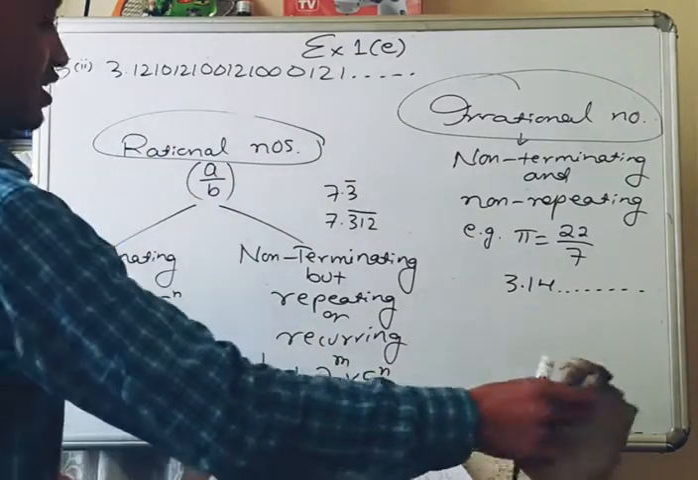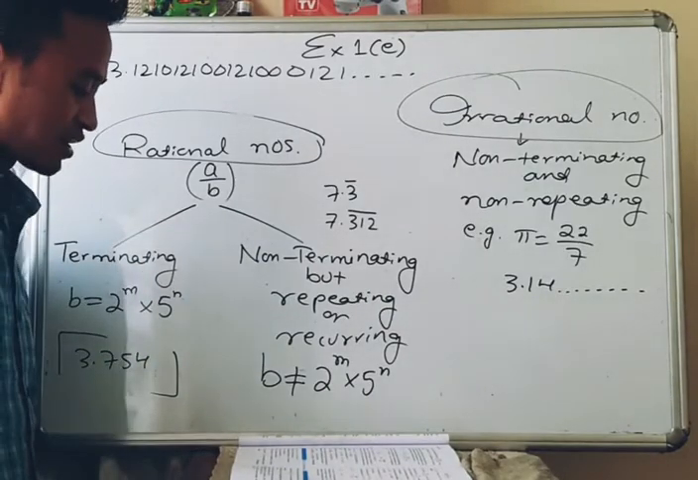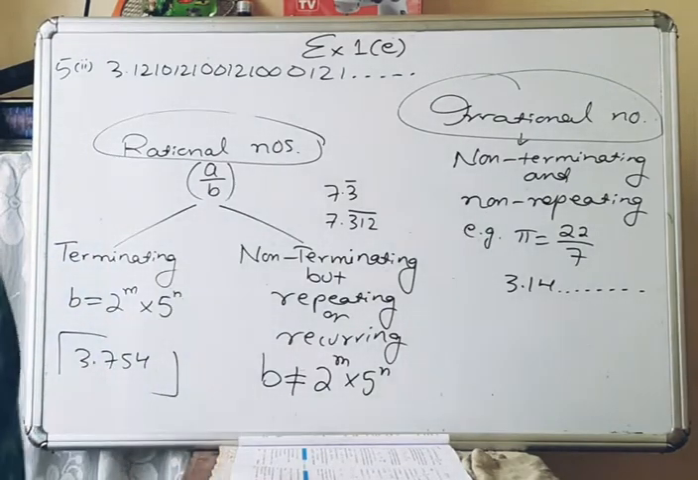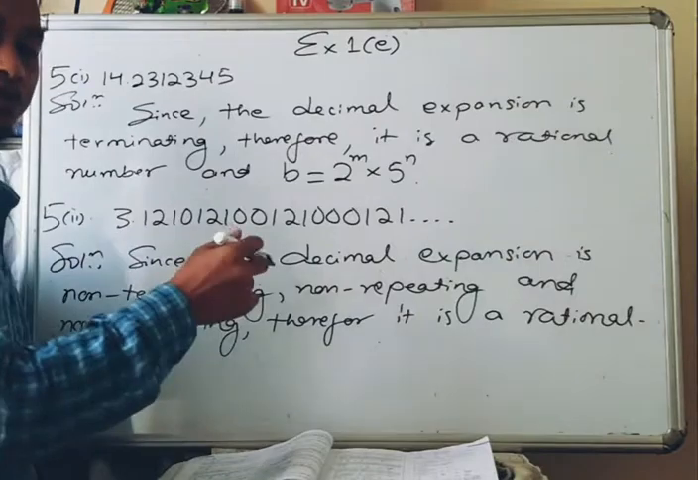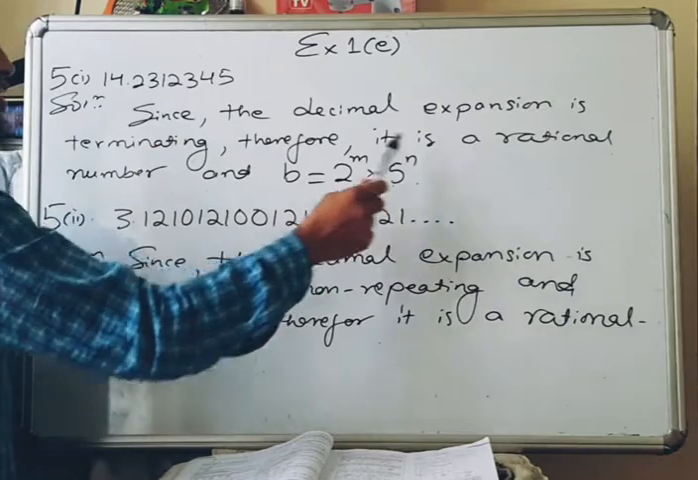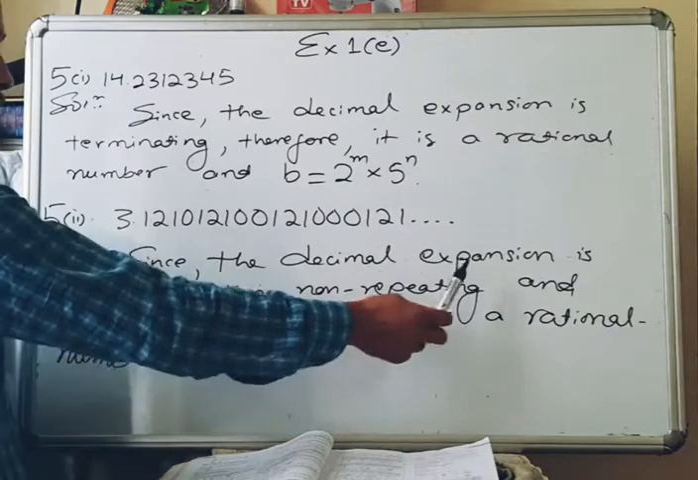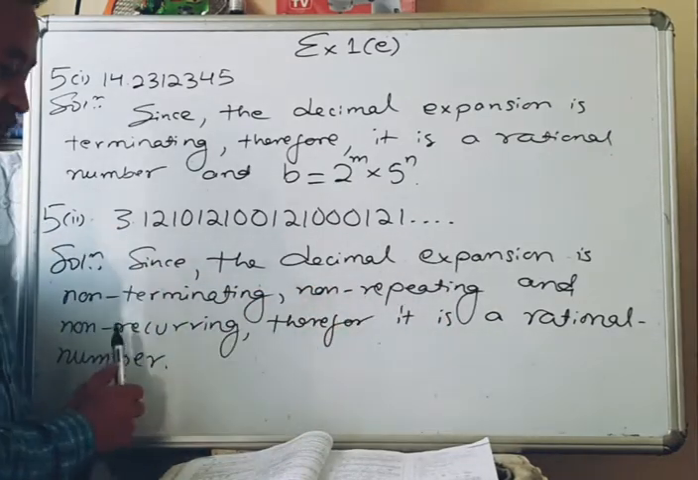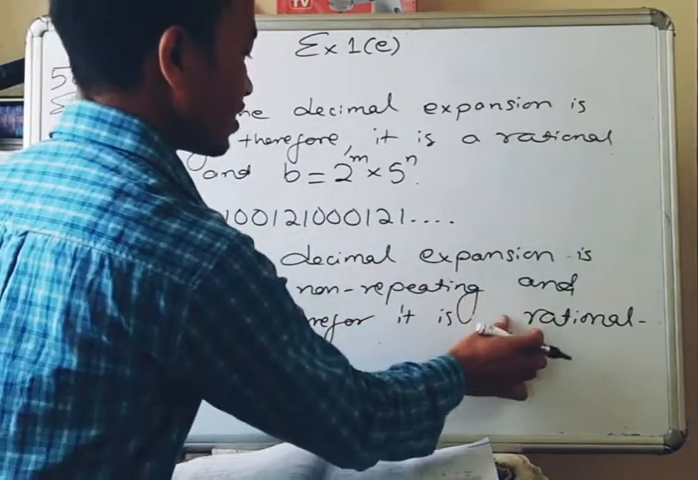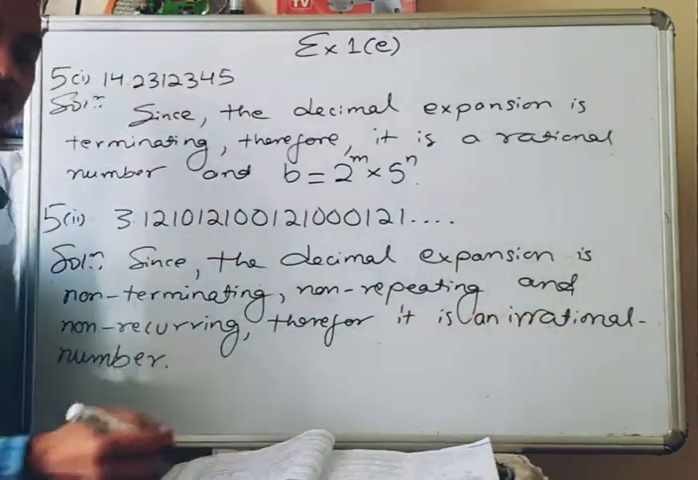So you just write that it is an irrational number. You keep doing like this for the other questions also, and you can even do this for question number 8. Therefore, you write down the solution this way: since the decimal expansion is terminating, it is a rational number and b is of that form. Similarly, for question number 2, since the decimal expansion is non-terminating, non-repeating and non-recurring, it is an irrational number.